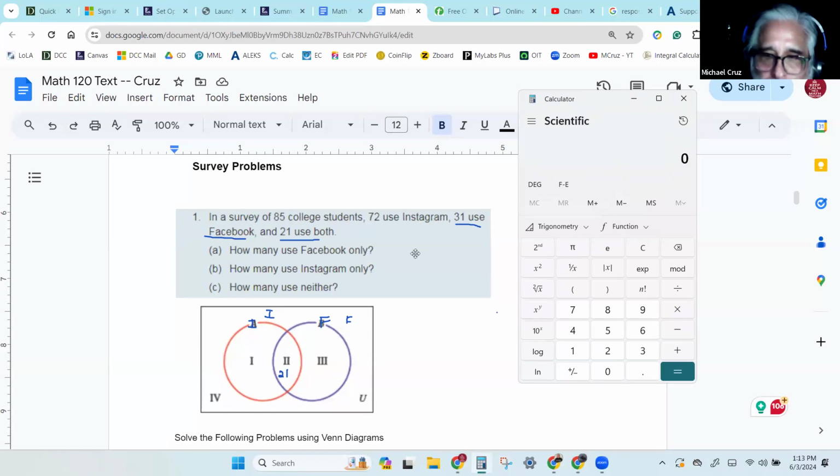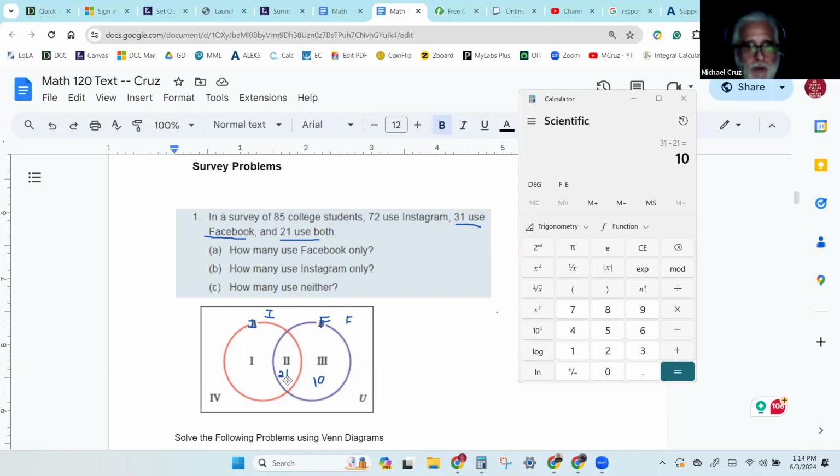So what am I going to do? I'm going to take the 31 that it should be, and I'm going to subtract the 21 we already know about. And so then what goes in here in the Facebook only category is 10, because 10 plus 21 is 31. So now we've gotten that to where it balances out. So we're going to have to do the same thing here for the Instagram. In the Instagram circle, there's supposed to be 72 total.